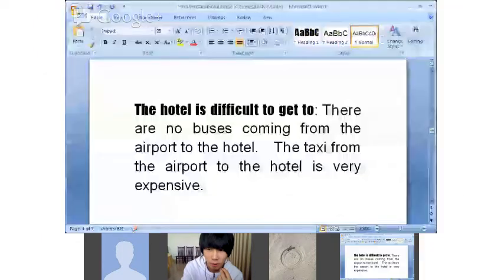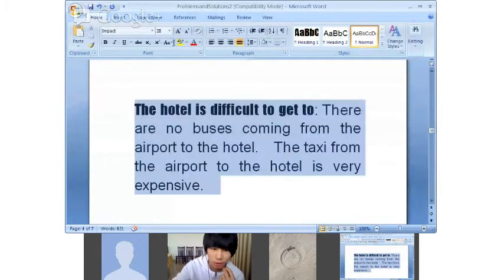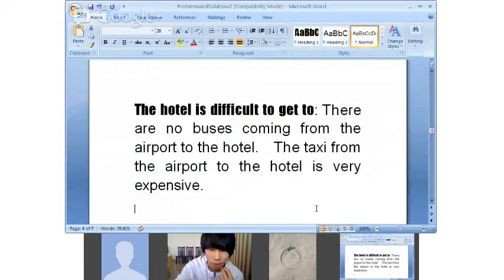Okay, we're good. One more problem here. Let's talk about this last problem. I'm going to share this with you. Chow, would you mind reading this for me? Can you see it? Yes, the hotel is difficult to get to. There are no buses coming from the airport to the hotel. The taxi from the airport to the hotel is very expensive. Mm-hmm. All right.